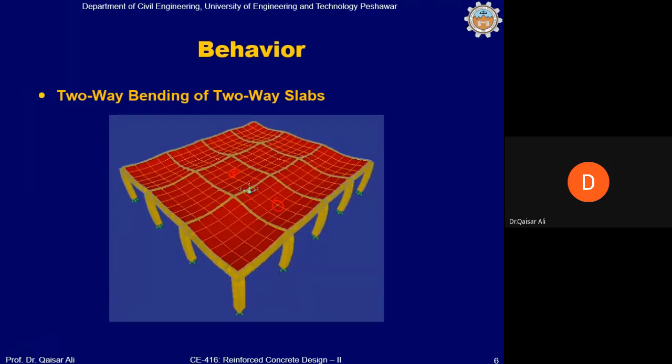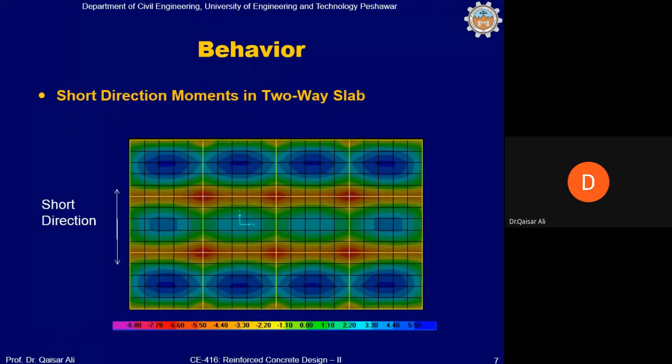It is because the negative moment at the exterior support is less than the negative moment at the interior support, and that is why this moment will be distributed toward the positive moment. This you can see here.